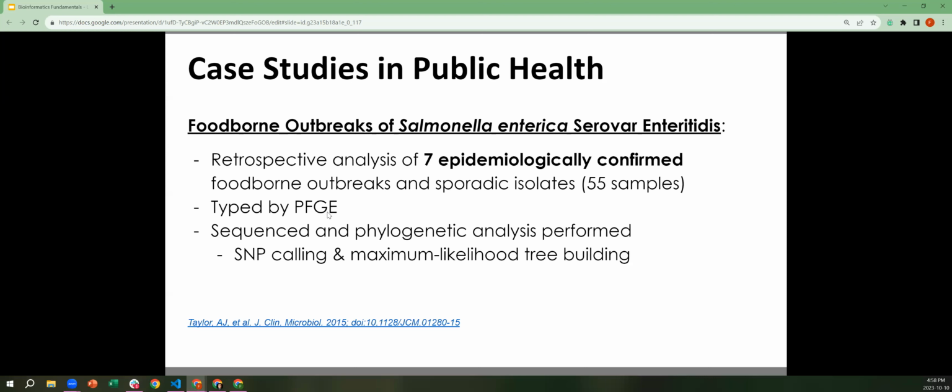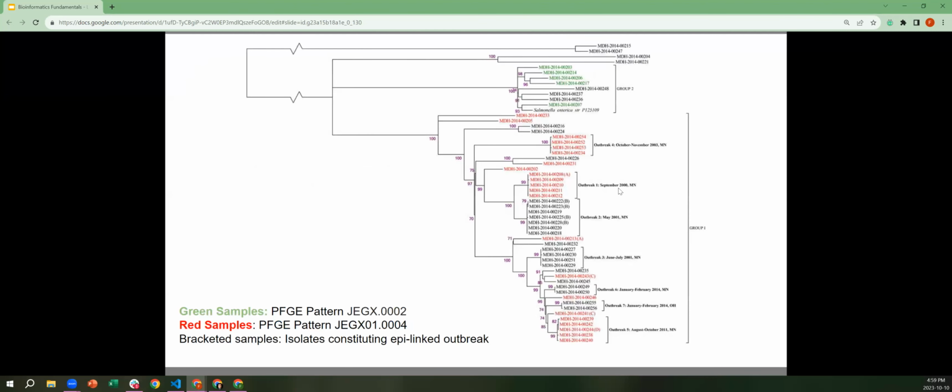Unfortunately, PFGE is not a very high resolution technique. While it is an amazing tool that has done a ton for public health and clinical microbiologists throughout history, next generation sequencing just allows a much higher level of resolution. So after PFGE was performed, samples were sequenced and a phylogenetic tree was constructed from the SNP matrix. And once we constructed the phylogenetic tree, this is what we saw. Now, quickly, green samples here are all part of the same PFGE pattern, and the red samples are all part of the same PFGE pattern.